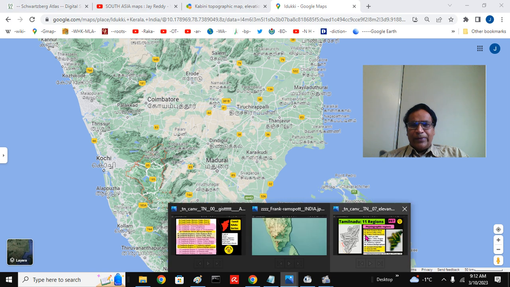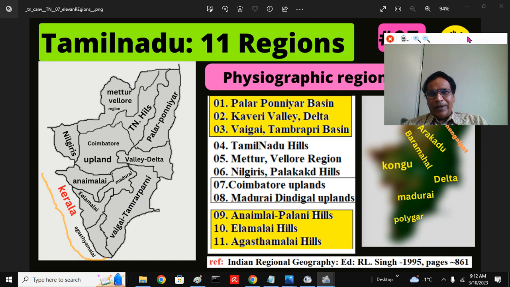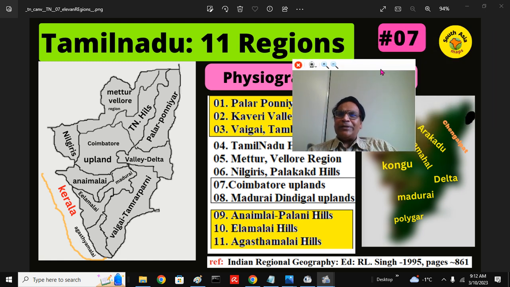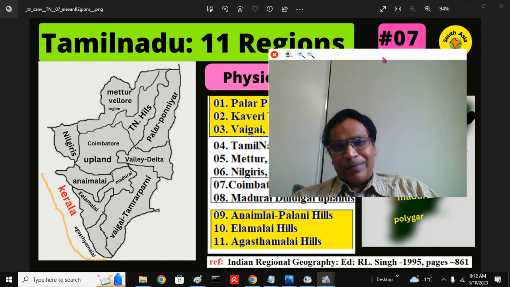Hope this will give you a deeper perspective. We will explore these further in more detail. I will take up each of these 11 physiographic, geographic regions, Mitram and Bandhuvam. Hope this is helping you to understand our fascinating land, Bharat Mata.